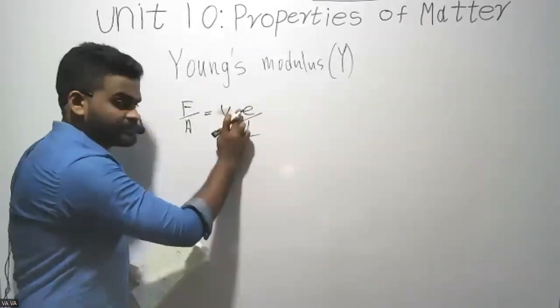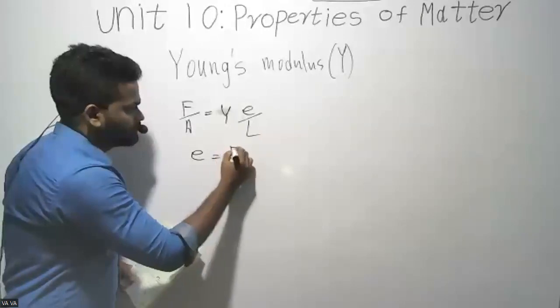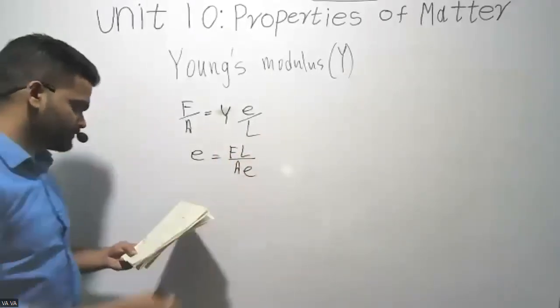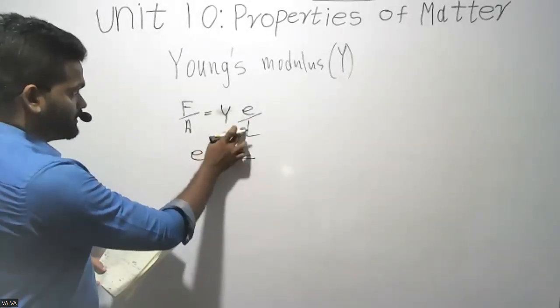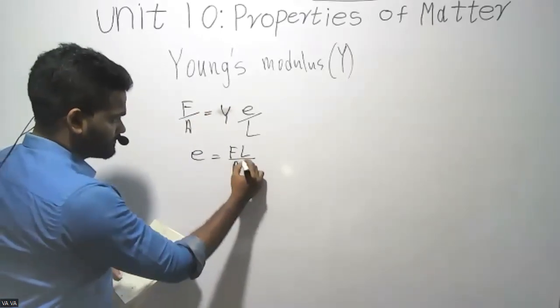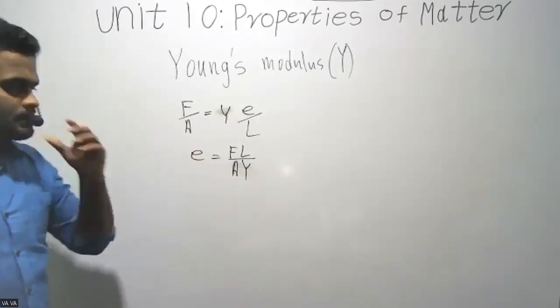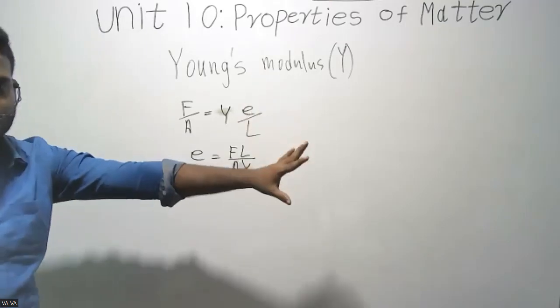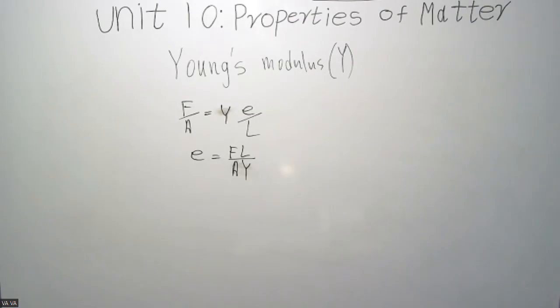So what they ask is extension. So first make extension the subject, then do the substitution. So E equals FL over AY. Cross multiply and then get this equation. Once you get this, just substitute, right? Substitute and get the answer. Still these are like the basics, right? Substitute the values and get the answer.